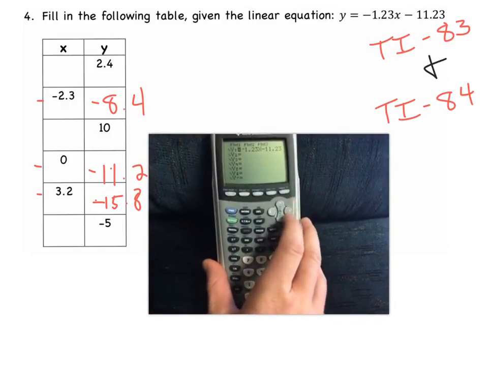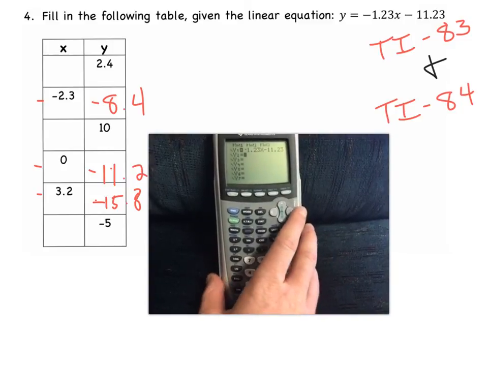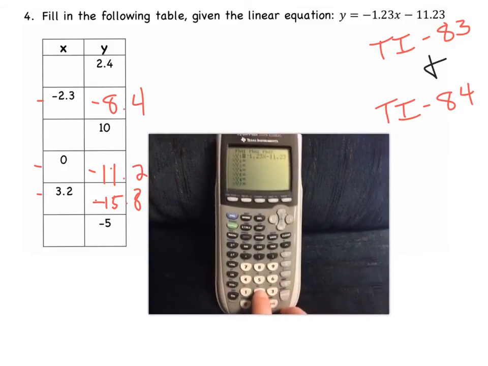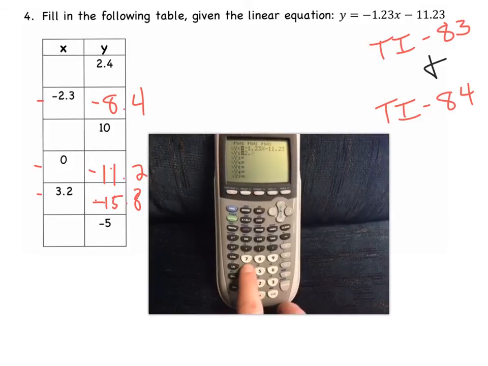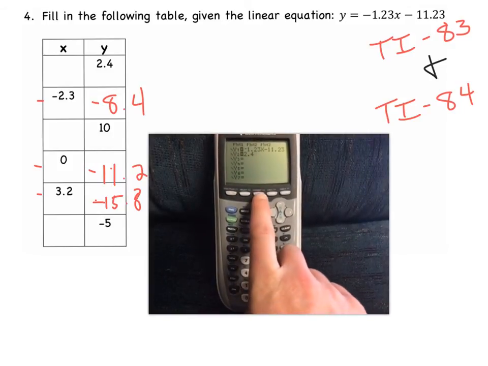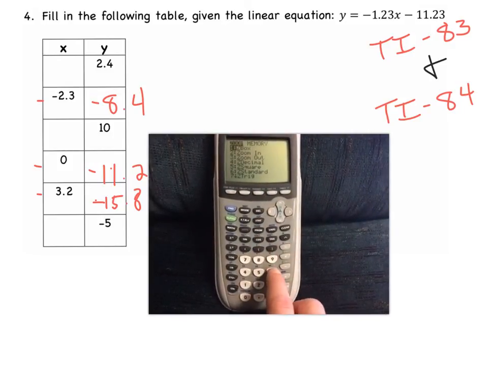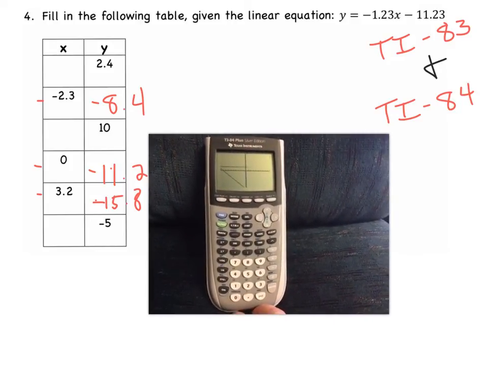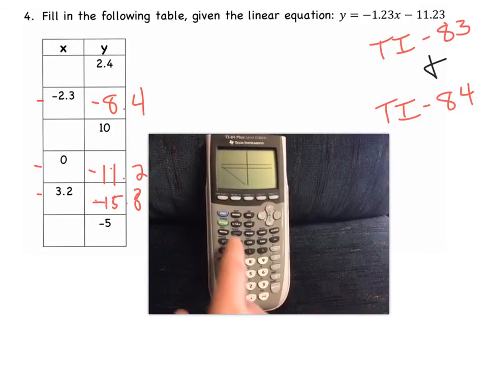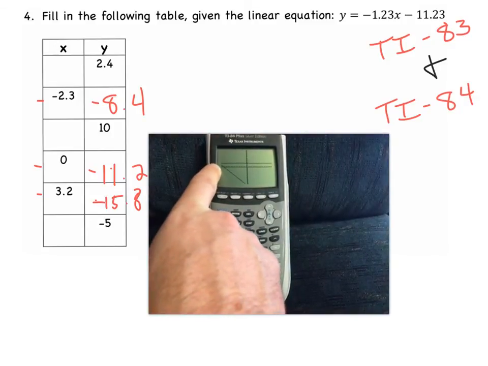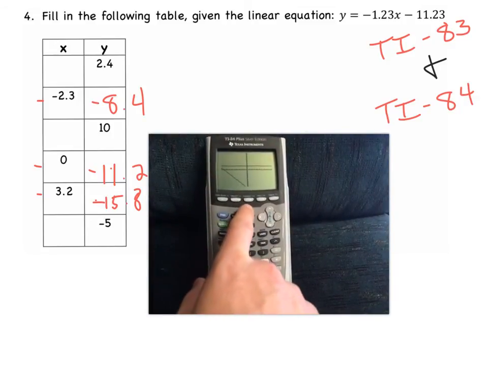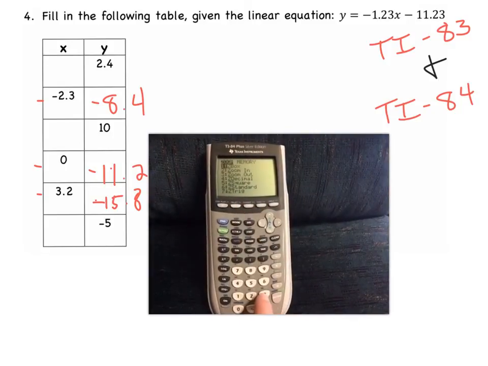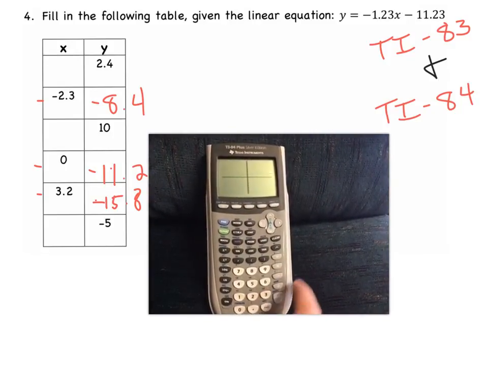So in this one, we are given 2.4 is our first y value. So 2.4 gets plugged in. And then we want to hit zoom, and we want to hit option 6. We want to see where these two lines intersect. Right now, you can tell that they intersect somewhere over here, but you can't see it. So you must zoom out. So zoom 3, hit enter.